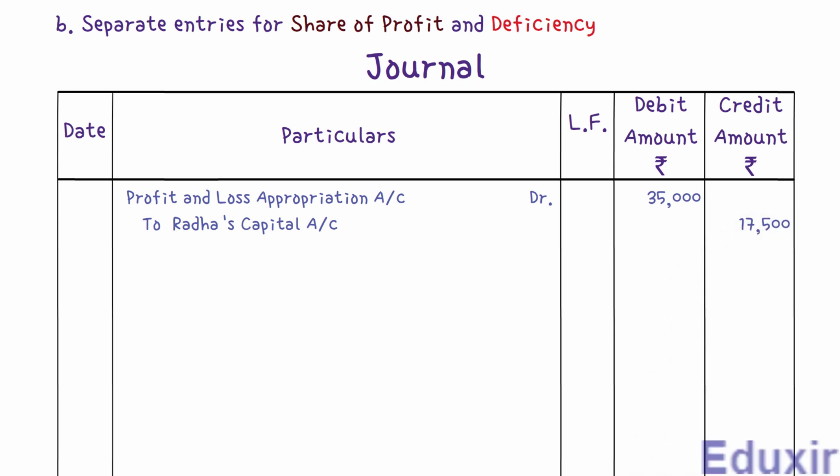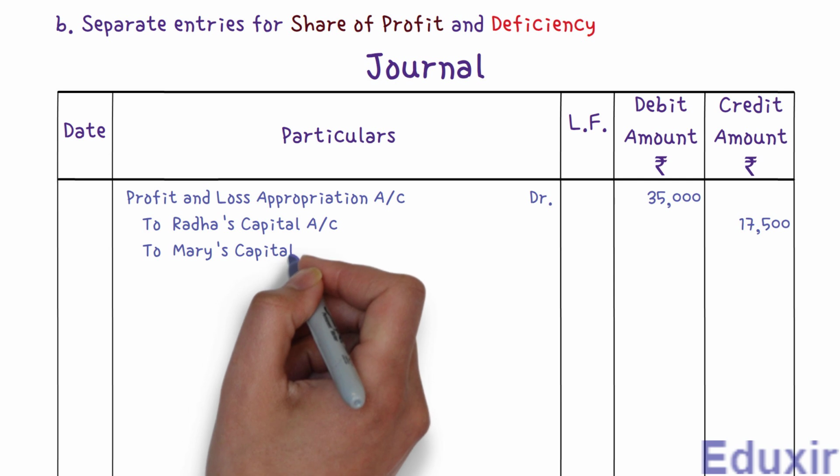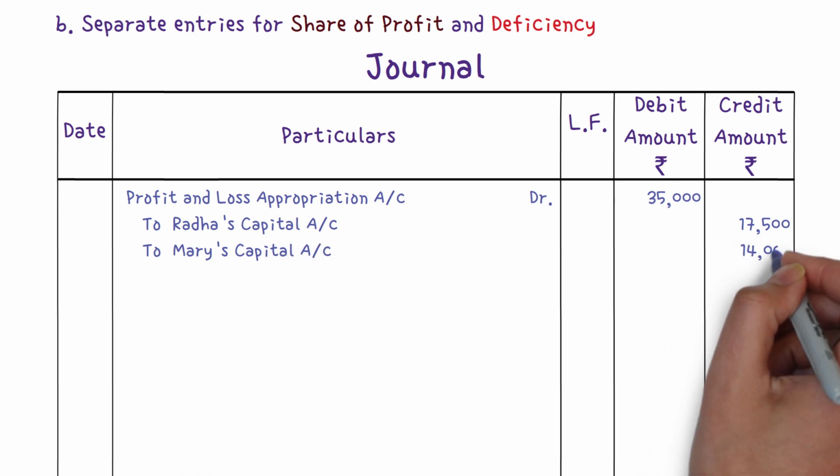Note here that this is the profit share amount calculated as per the profit sharing ratio. It is not the actual profit. Let's then write the second credit entry into the partner Mary's capital account. Let's then write the corresponding credit amount of 14,000 rupees into the credit amount column.